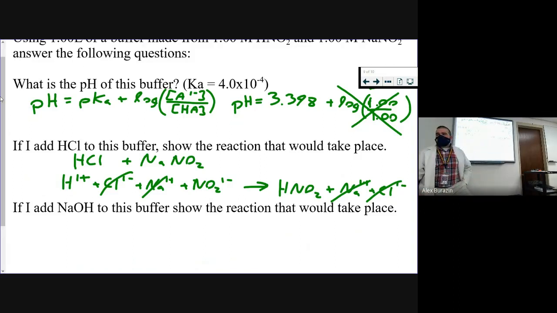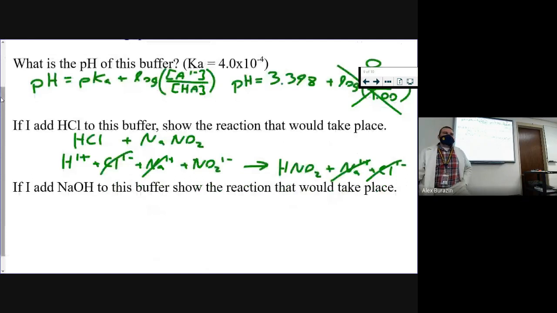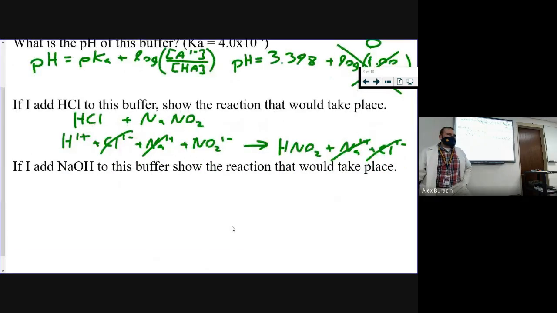For the other one, if I add sodium hydroxide to the buffer, sodium hydroxide, strong. What happens? Dissociates. It's a base. Do we care about the sodium? No, it's going to do the same thing that this sodium did. A whole lot of nothing. So how am I going to represent my base? I'm just going to represent my base as OH-. What's going to react with my base when I add it to the buffer? What inside the buffer is going to react with that? HNO2. How come I don't break this one apart?